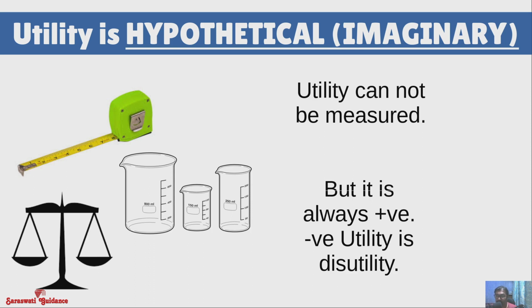But there is a very important point to remember here. Utility is always positive. There is no negative utility. The meaning of this is there is always some utility to a particular commodity. Negative utility means that particular commodity or object does not have any power to satisfy any want of anybody. Okay, so utility is always positive, because every commodity has some sort of utility to satisfy some want of somebody.